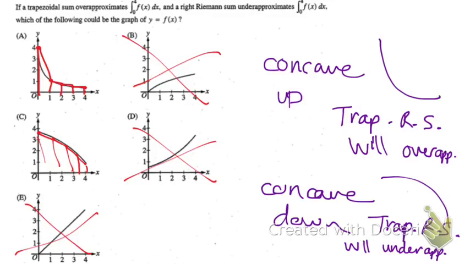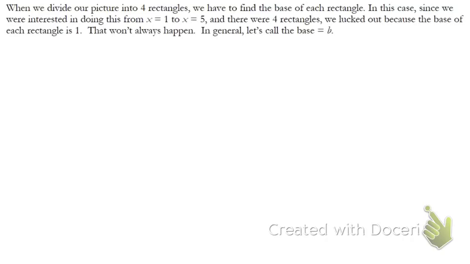All right, so final answer, because we wanted the right Riemann sum to under-approximate and the trapezoidal sum to over-approximate, then our final answer was answer choice A. All right, next.